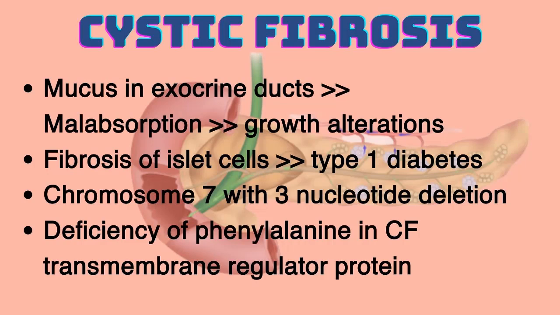The answer is atrophy, because when you block the lumens of those exocrine ducts, then the pressure goes back to the glands. And that pressure atrophies the glands, and then now you end up with malabsorption. Can cystic fibrosis kids also develop diabetes? Absolutely, because eventually they fibrose off the islet cells also, and they get type 1 diabetes too. Absolutely. So let's just talk a little bit more about cystic fibrosis.